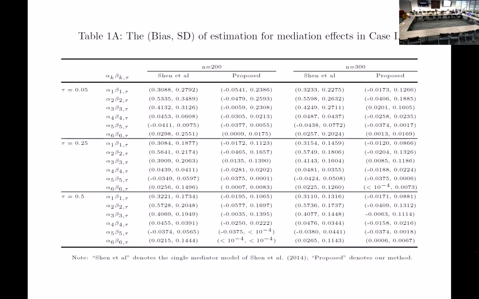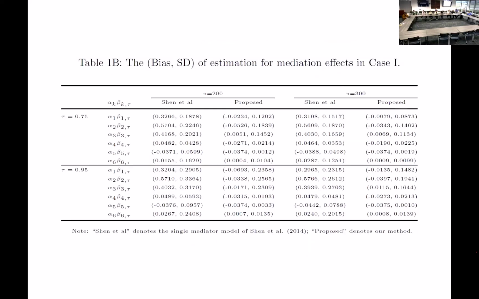And for each setting, we see different tau, like 0.05, 0.25, 0.5. So this is the median, okay? And we calculate this alpha 1 times beta 1 tau for each of the first six mediators. And here we show tau is 0.75 and 0.95. So across all taus, we see our method actually performs better than the single mediator model by Shen et al. And this is setting 1.